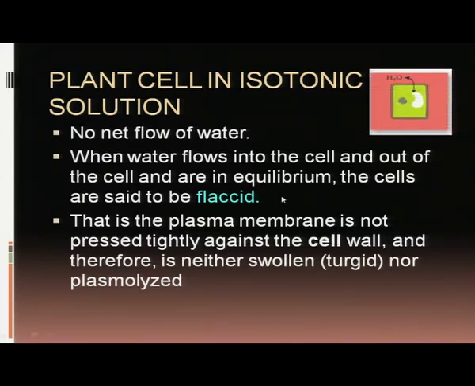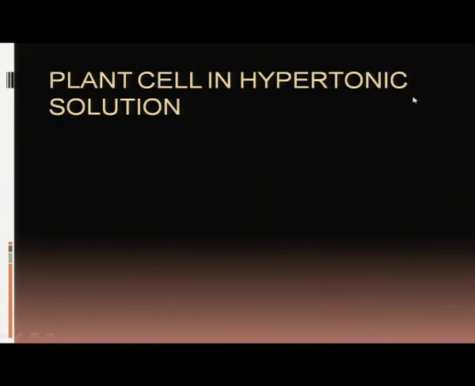Lastly, this is the diagram of a flaccid cell placed in an isotonic solution. There is no net flow of water. These arrows depict that water can come out or go in easily and freely. Finally, what will happen when a cell is placed in a hypertonic solution?